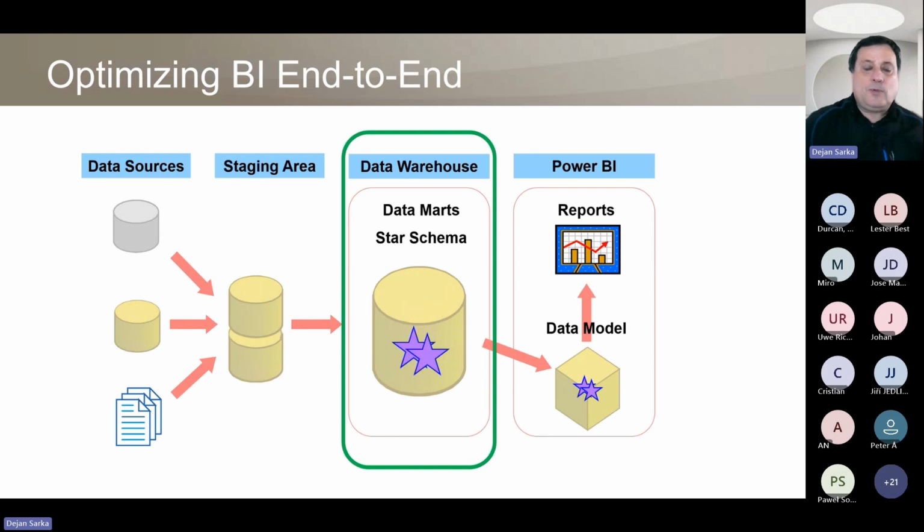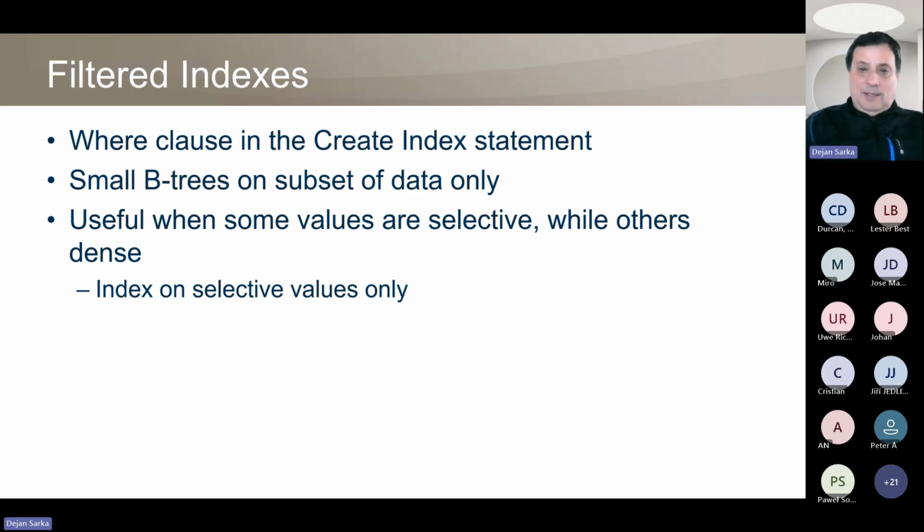If we look at the whole picture, when you optimize a BI solution end-to-end, you must start with optimizing the way you extract data from data sources and store it in the staging area, then going through the data warehouse to Power BI reports, the data model, the semantic model, and reports. So I will talk today about optimizing a data warehouse.